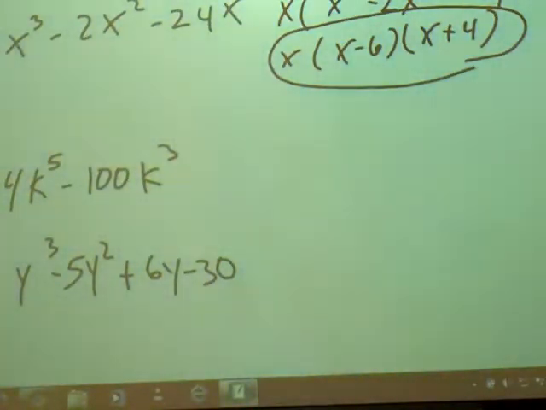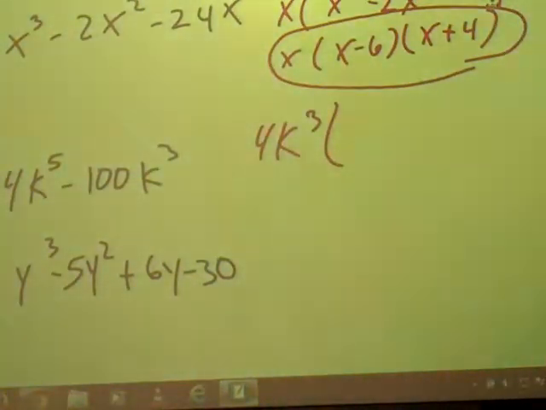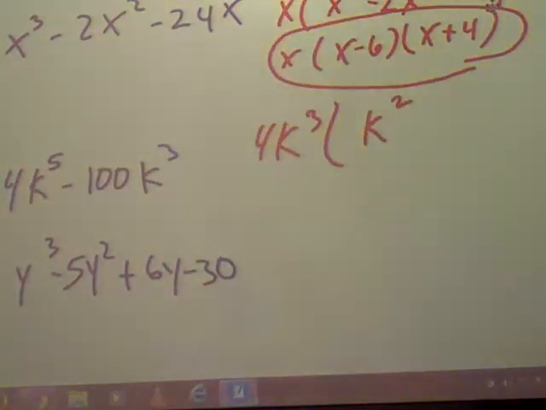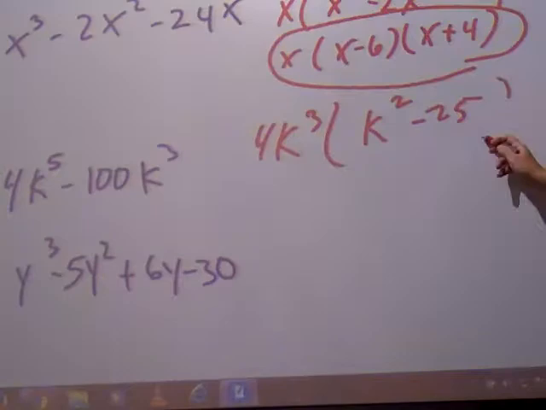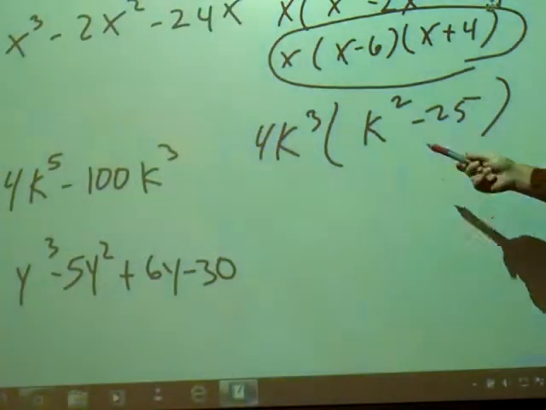What's the GCF on it, Stephen? 4k cubed is correct. So we're going to divide both of those by 4k cubed. 4k to the 5th divided by 4k cubed leaves us k squared. Negative 100 divided by 4 is negative 25, and k cubed is out. Don't stop there. What's this parentheses called? What's its special name? We've used it twice today and written it down. Is it the square thing? Difference of squares. Perfect square, minus sign, difference of squares.